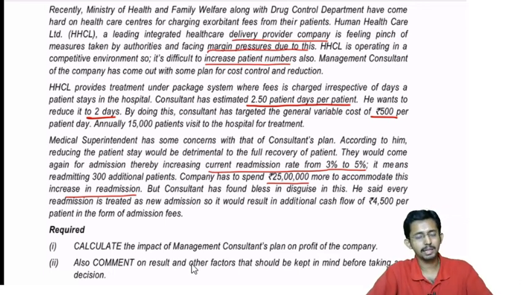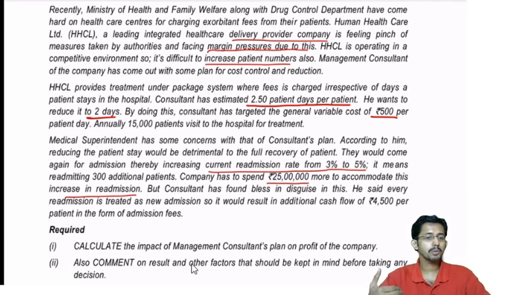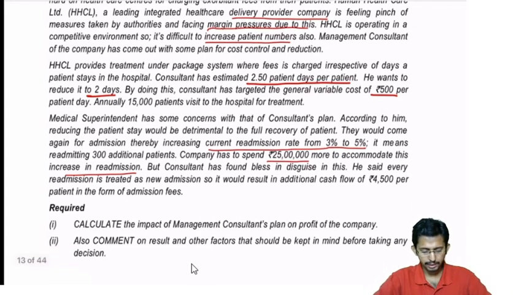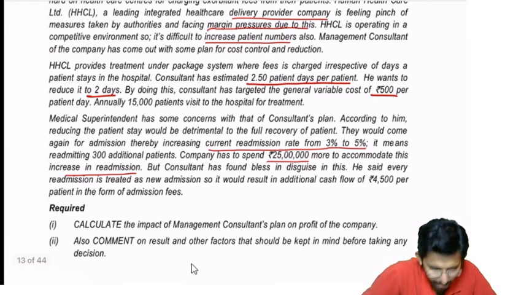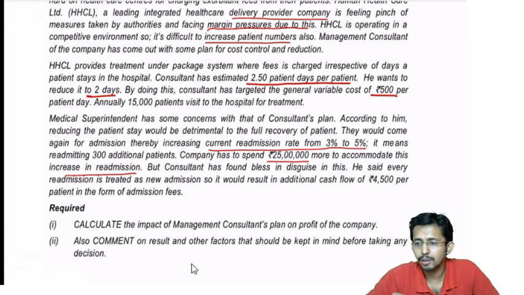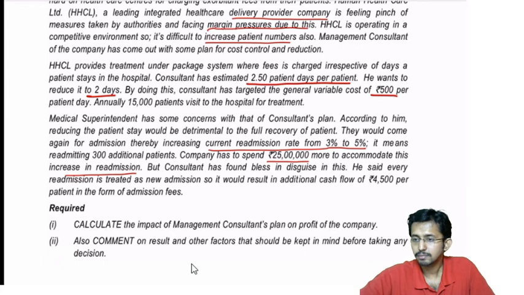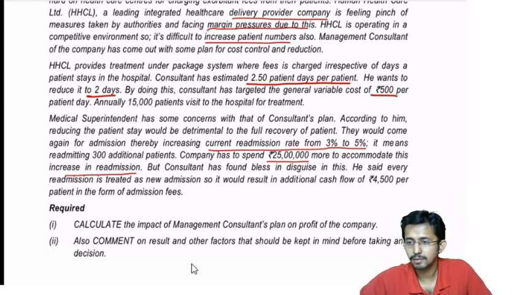The medical superintendent says that no, we can't do that because the number of readmissions will go up, so naturally the company will have to spend 25 lakhs additional to accommodate these additional patients. But the consultant says that is okay, that is good for the company, because whenever there is a readmission, it will be taken as a fresh admission, and you are going to get rupees 4,500 per patient. Now calculate the impact of the management consultant's plan on the profit of the company. So, calculation of the impact.